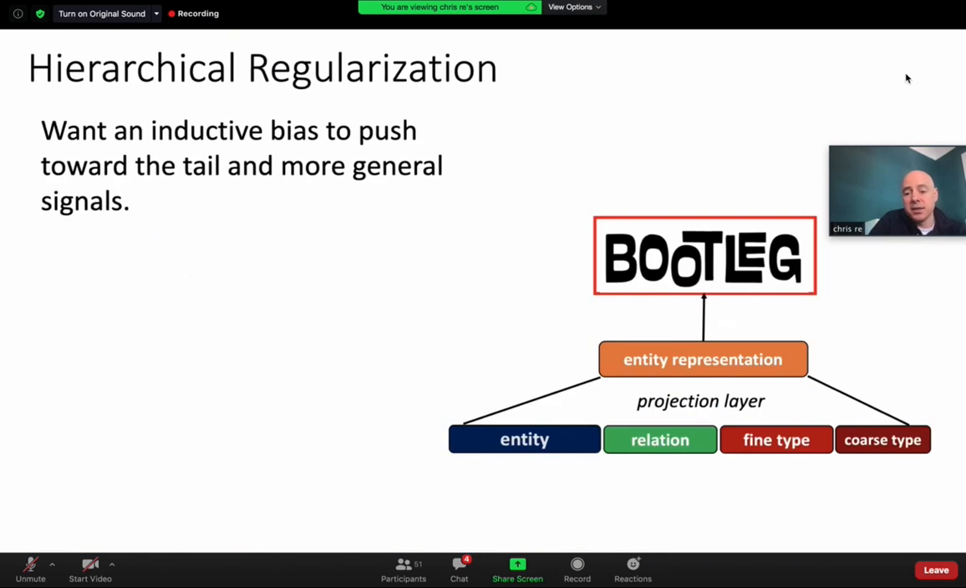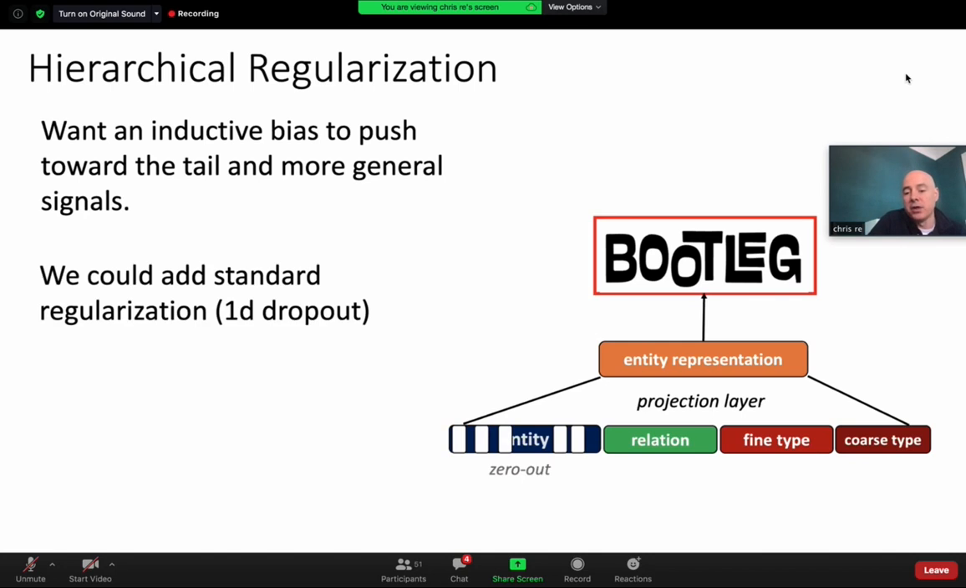The second simple trick that we use is that we try to regularize to induce the information to be as general as possible while still discriminating. So when you hear that, you think, oh, I'll just regularize, throw some dropout at it. Well, if you add standard 1D dropout, which is the first thing that you would naturally try, the problem is when you zero out components of these vectors, the entity vectors are still so powerful, the fine level is still so powerful, that you don't end up actually being able to regularize and push information to the higher levels. It just regularizes the information at the entity level.